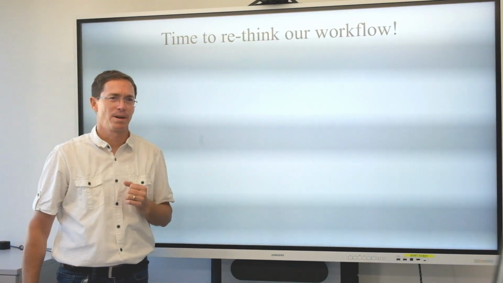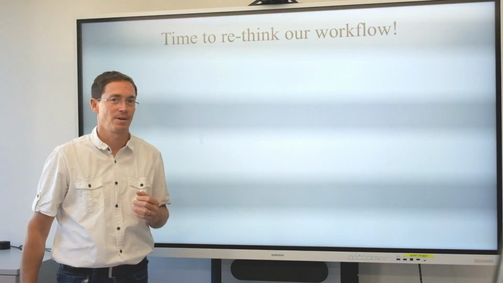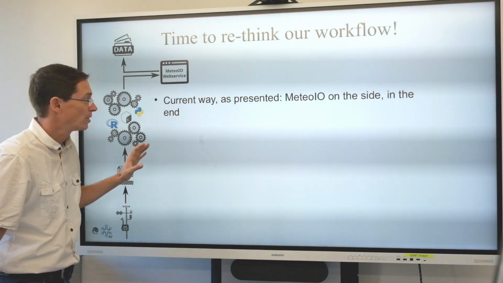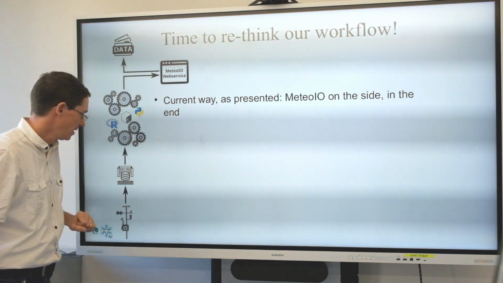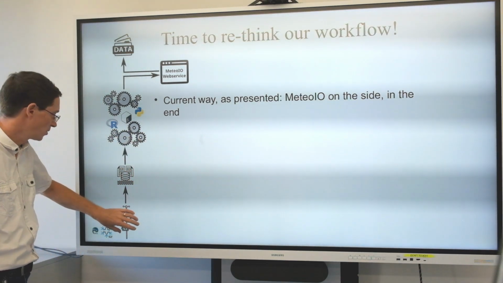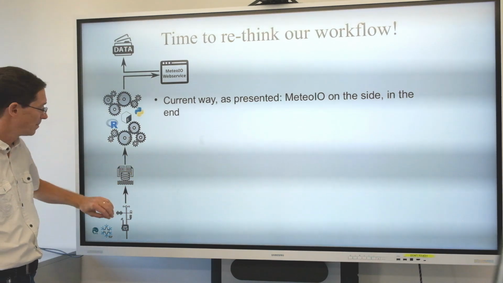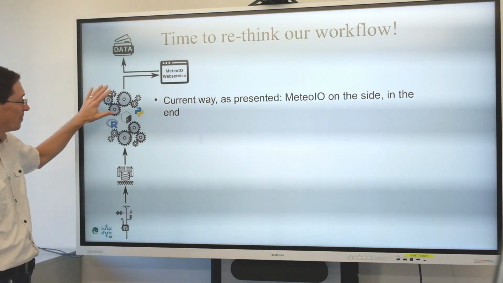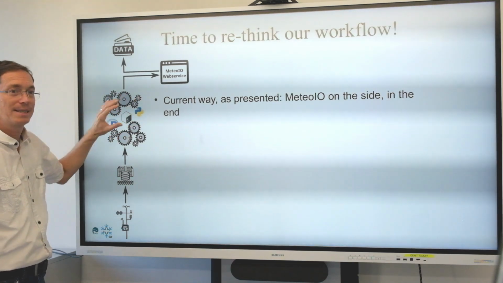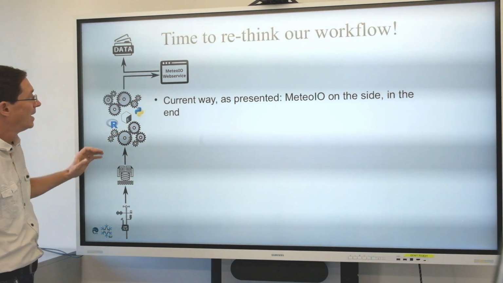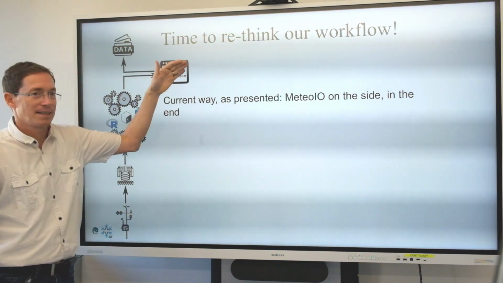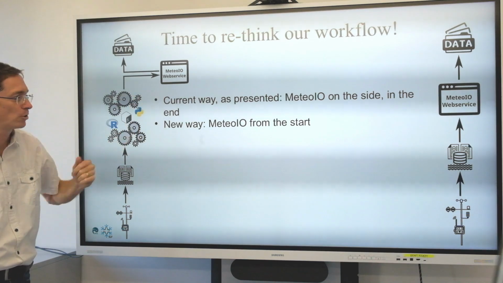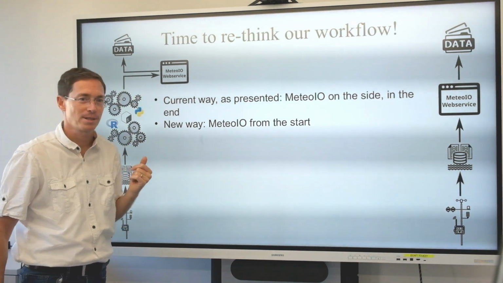So it might be time to rethink the way we work with the data from these research automatic weather stations. The current way, as I described right now, is you have your automatic weather station providing data somewhere. You put a data lake, just to be very generic. Then you have some very complicated scripts processing this data. And at the very end, we just send the data to MeteoIO to be standardized, and we have our data set. But instead, we could try to get MeteoIO much earlier into the process.